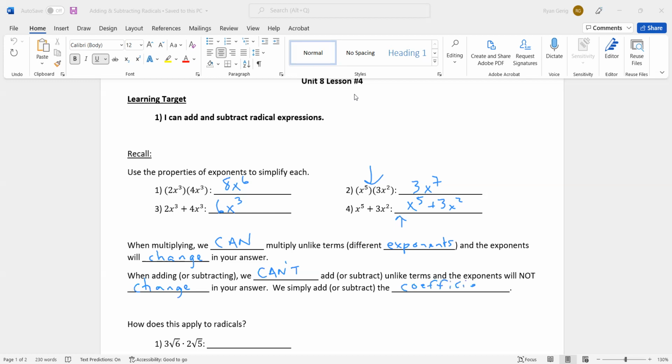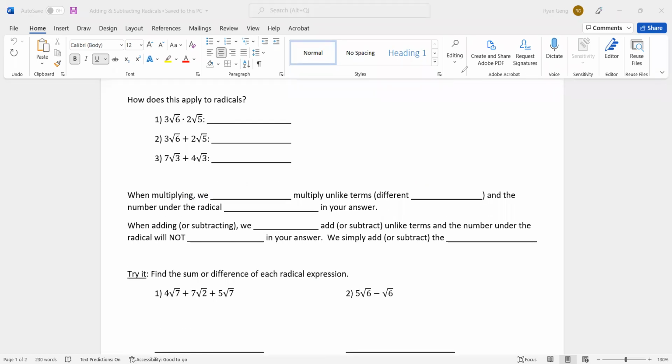Okay, why did I show you all that? That was unit 6 and unit 7. How does this apply to radicals? Well, let's see. The 3 radical 6 times 2 radical 5, we've done that before. That was lesson 1. That was 6 radical 30. Multiply the outside stuff and the outside stuff with the inside stuff and the inside stuff.